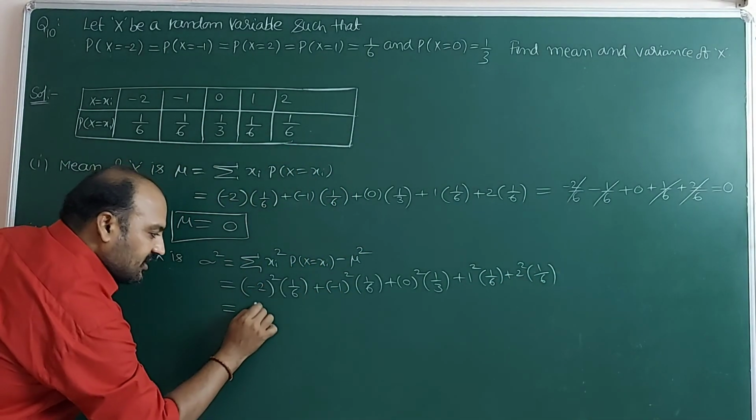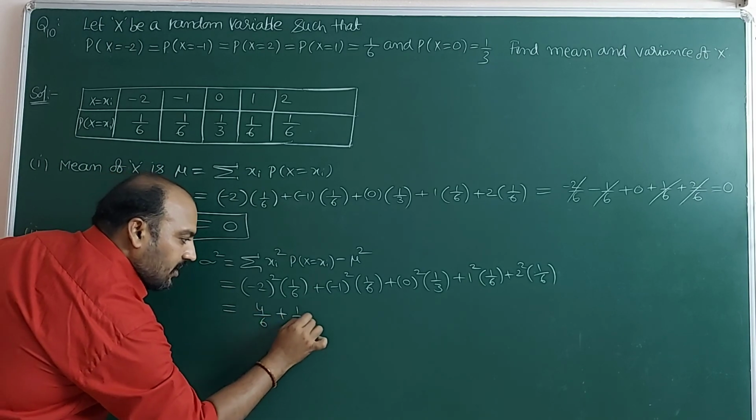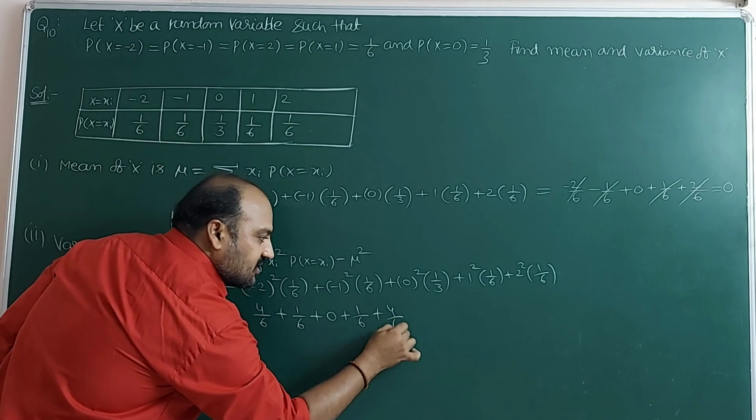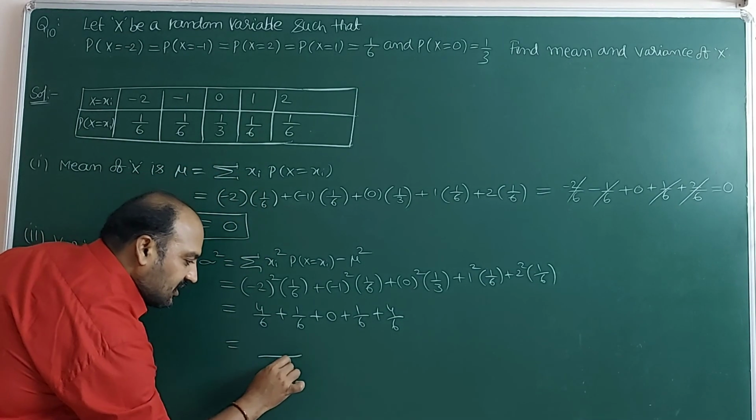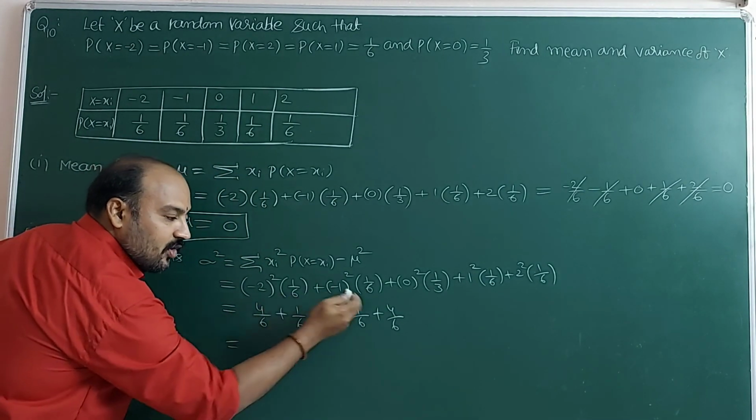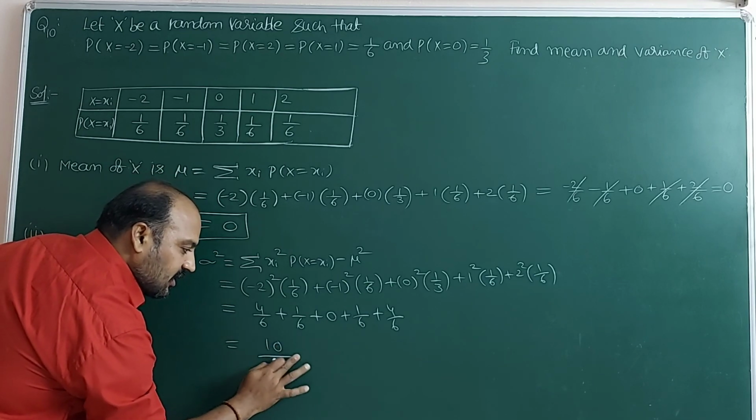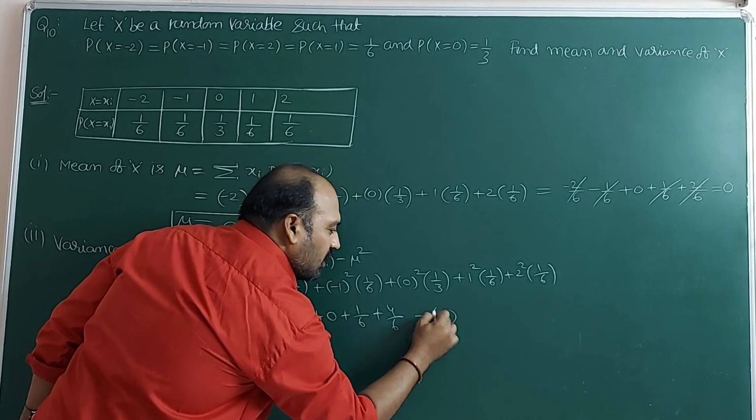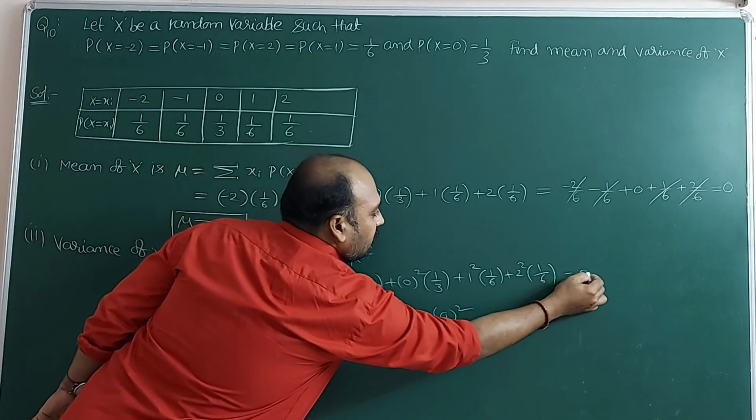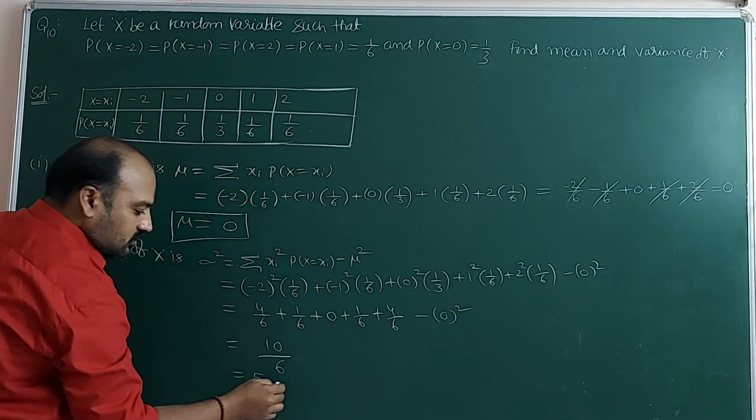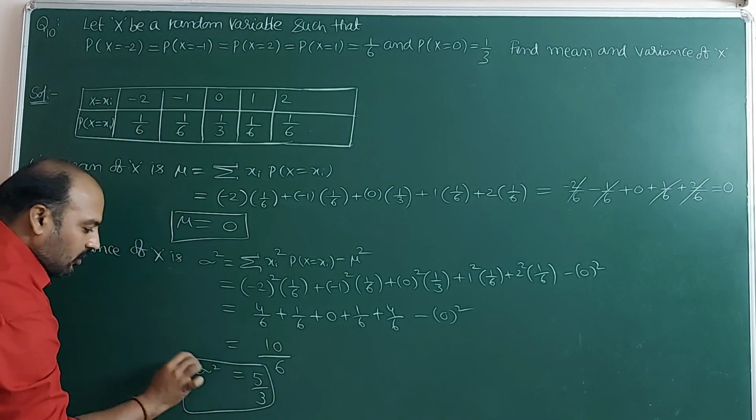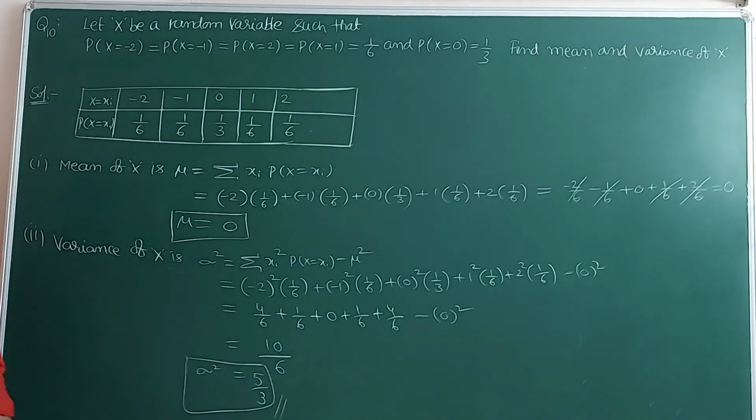So 4 into 1 by 6, 1 by 6, 0, plus 1 by 6 plus 4 by 6. So LCM is 6, 4 plus 1 is 5, 5 plus 5 is 10, 10 by 6, that is equal to 5 by 3. Anyway, mu minus 0 whole square no need to write, but still. So therefore the variance of the random variable x is 5 by 3.